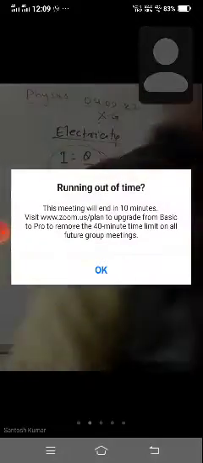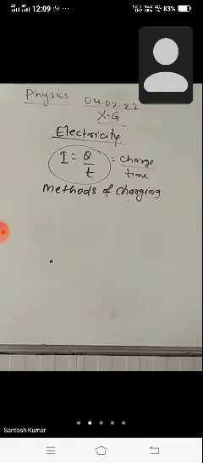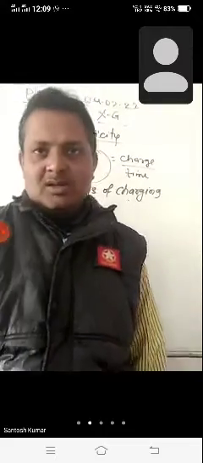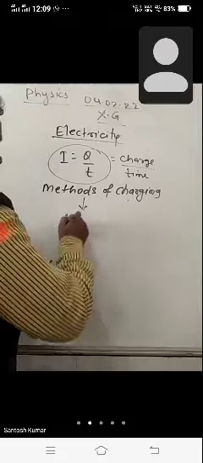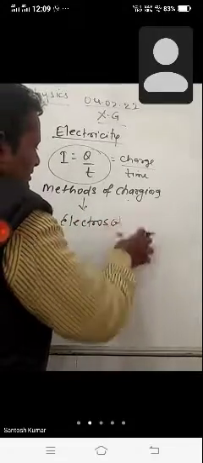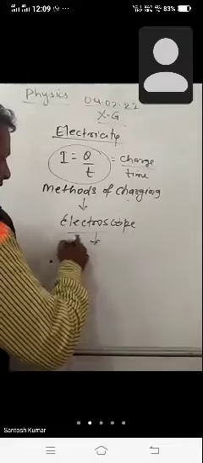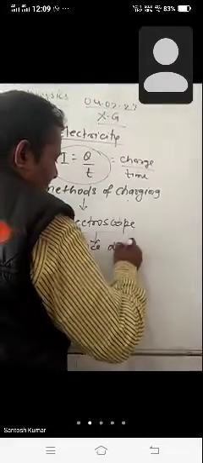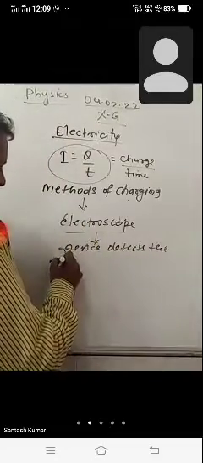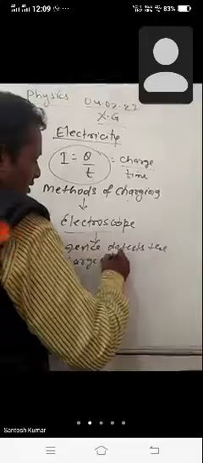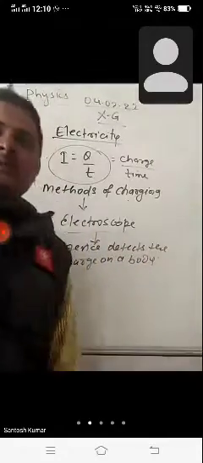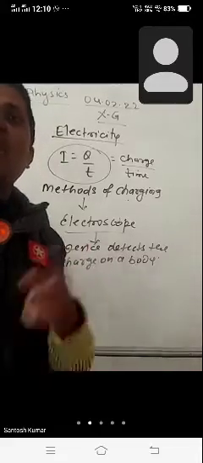Can anyone tell me, is there any device that can tell us whether it is charged or not? Anyone? Any device? Electro? Okay, very good. Very nice and correct reply. Electroscope. This device detects the charge on a body. Means, first of all, it will tell you whether the body is charged or not.